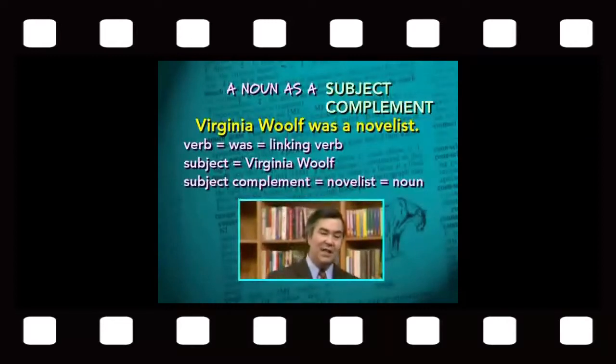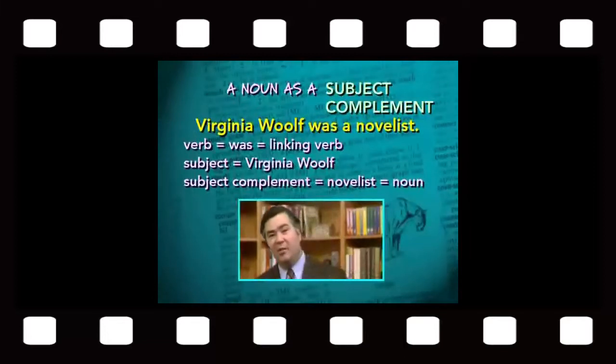So was, the linking verb, is linking Virginia Woolf and novelist and telling us that the two things are equated to one another. Virginia Woolf was a novelist. The two things are one and the same. So this is a classic example of a linking verb being used to connect the subject to a noun, novelist, which is the subject complement.